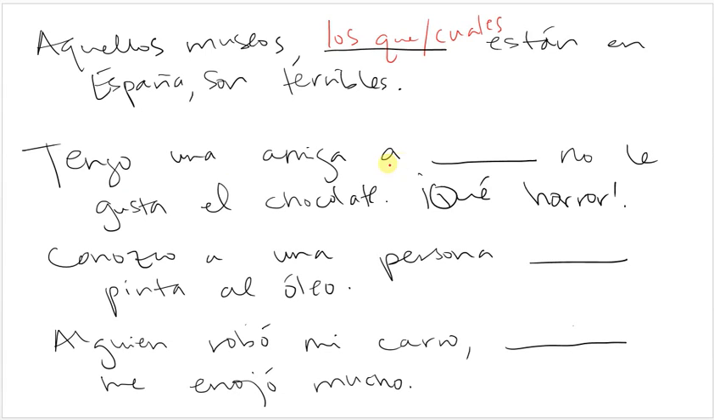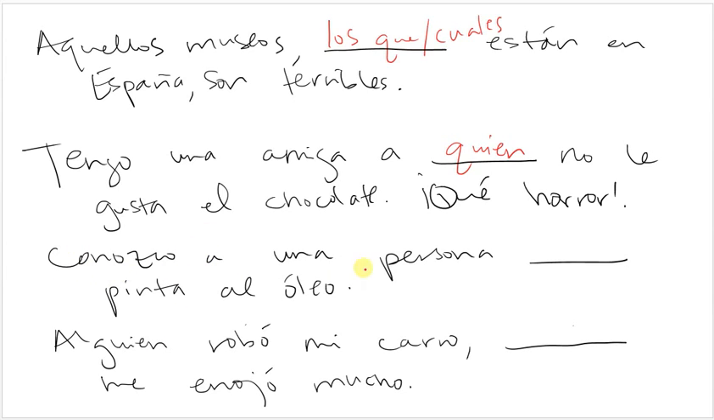Tengo una amiga something no le gusta el chocolate. So I have a friend to whom chocolate is not pleasing. So something is a preposition, which means I can't say que. I have to say quién. Qué horror. Exactly. That is terrible. So you cannot ever say something like tengo una amiga que le gusta or tengo unos amigos que les gustan. It always has to be a quien or a quienes, because gustar means to please. So you're actually saying I have a friend to whom it is pleasing or to whom it's not pleasing.